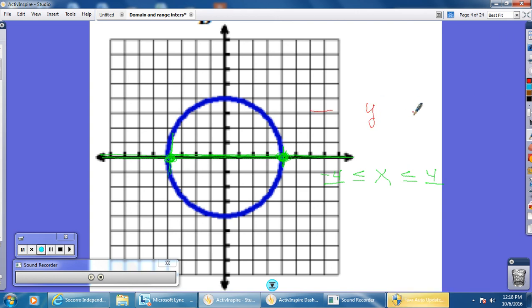We're going to do the same thing. I'm going to go from the bottom to the top. Here's the start of my function. It's actually on the axis. It's a solid line, solid circle. Keep going up, boom. Right here, solid circle. So now my y values are everything in between on my y-axis.